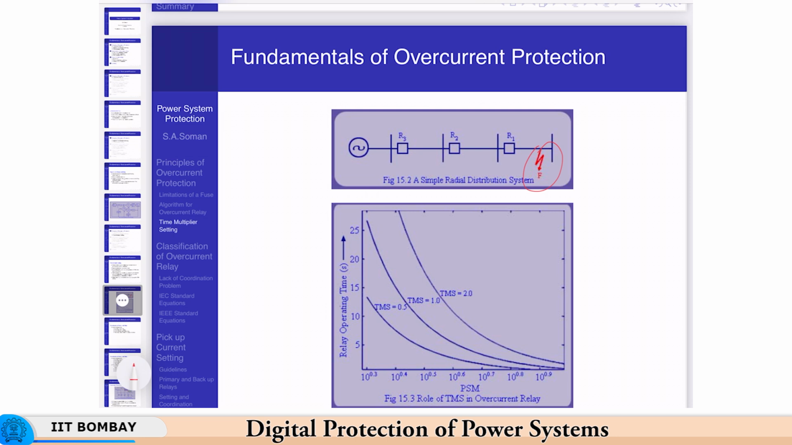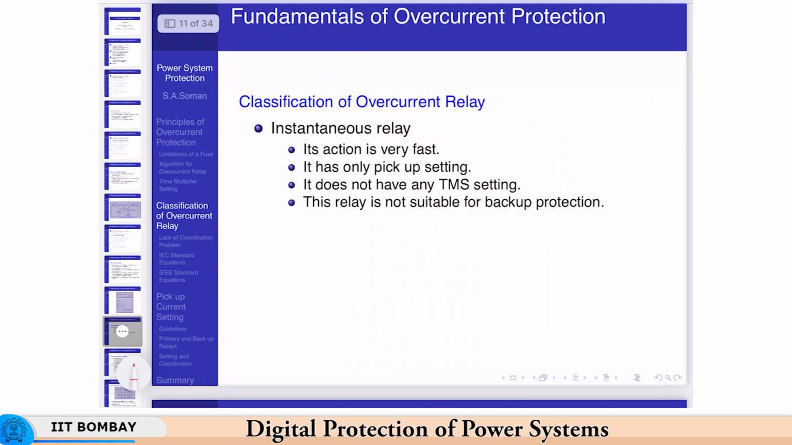So, this instantaneous relay is not suitable for backup protection, because you cannot get discrimination in terms of current. In most places you cannot use this instantaneous relay, and that's why you have to go to the inverse kind of characteristics with a time delay. Okay.